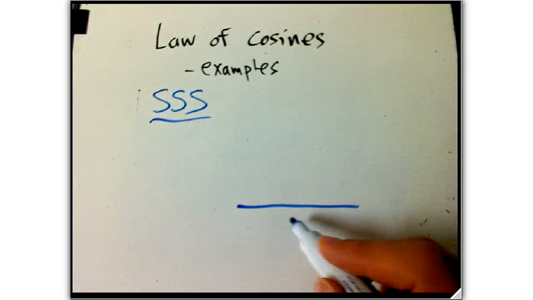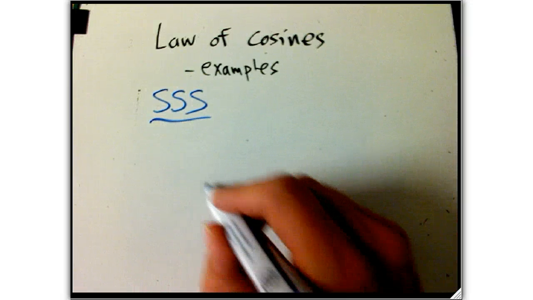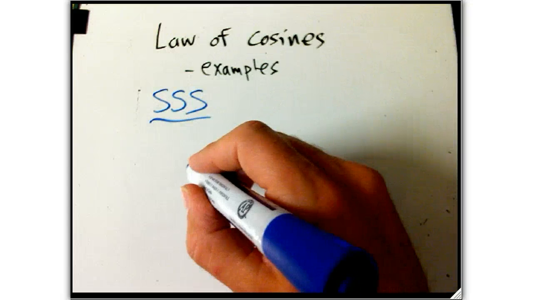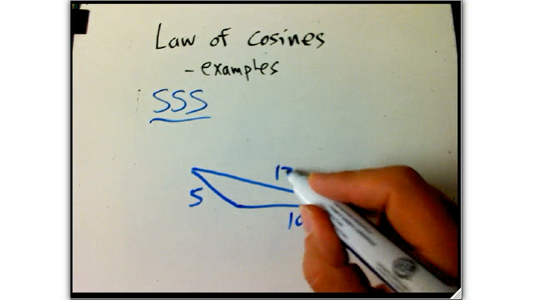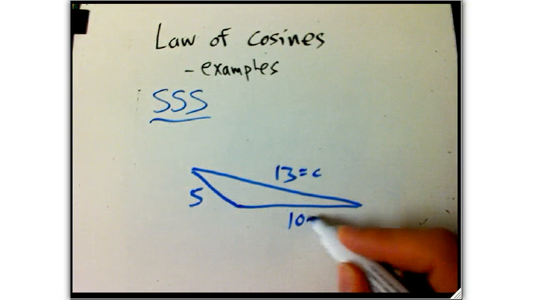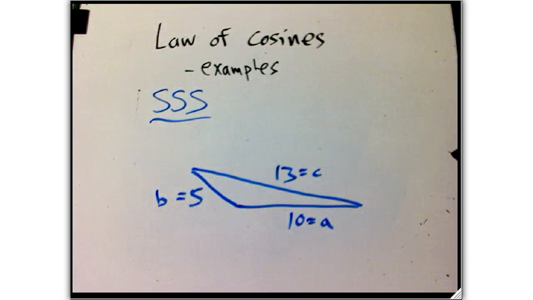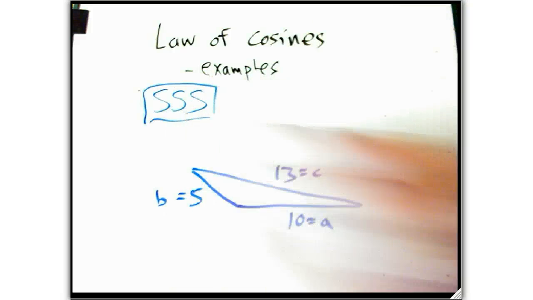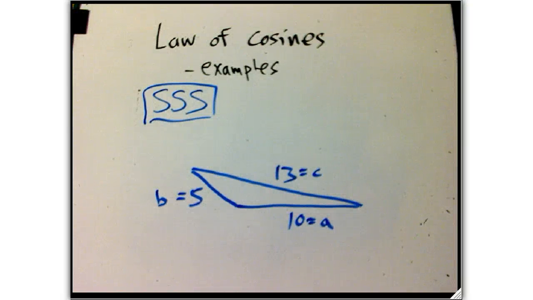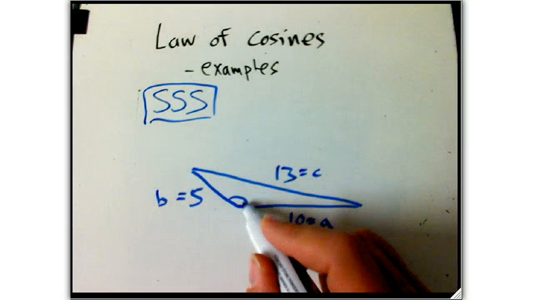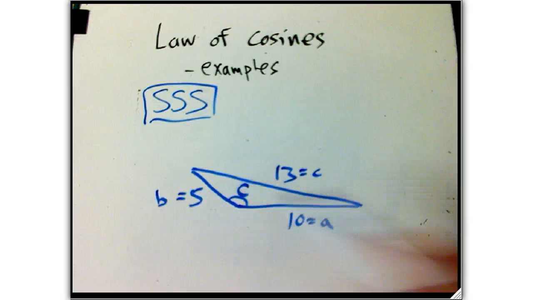Let me draw an obtuse situation maybe. How about 10 and 5 and 13 are given. Let's call that C, that's A, and that's B. So I'm given all three sides of a triangle. We know from geometry there's an SSS theorem which says that that's enough information to determine a triangle. And I want to say let's get angle big C. We could get any one of the three angles, but I'm just going to focus on big C.